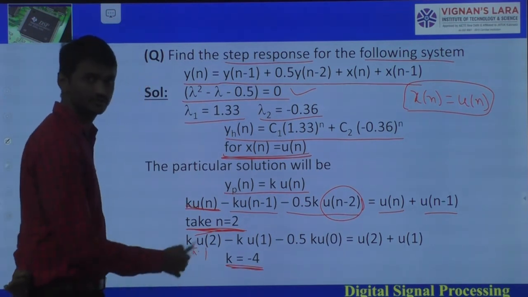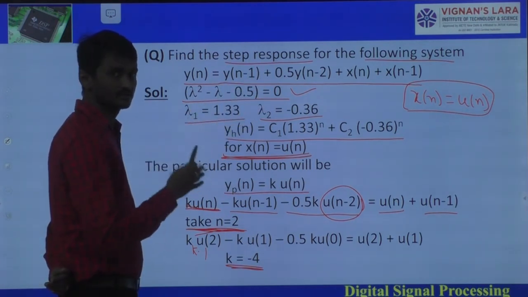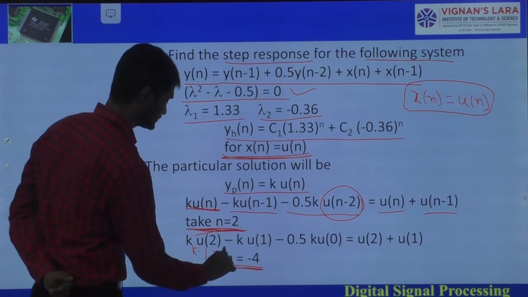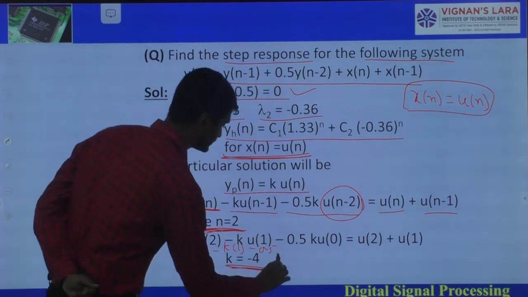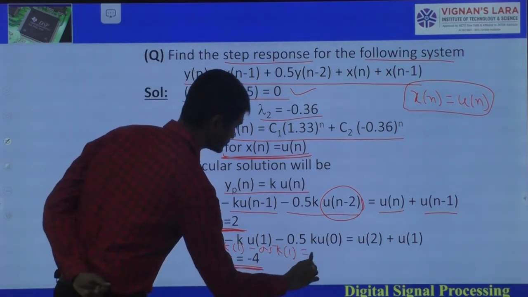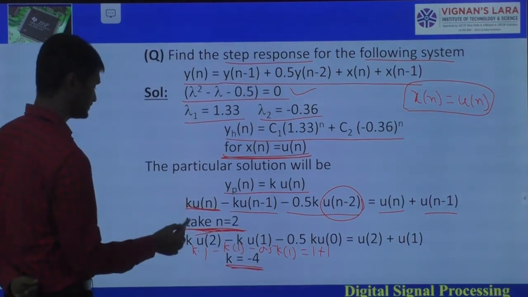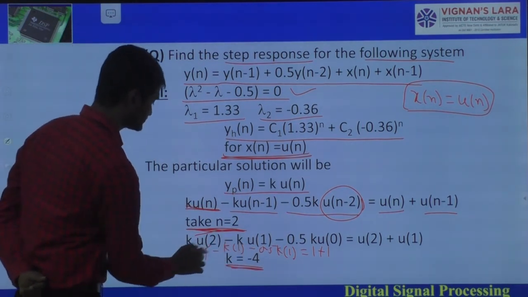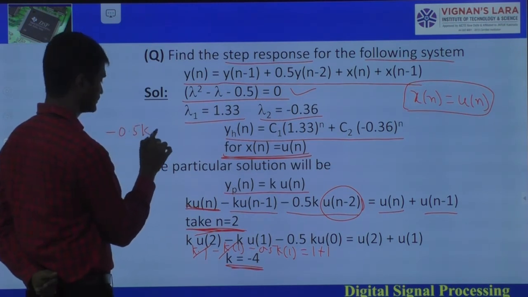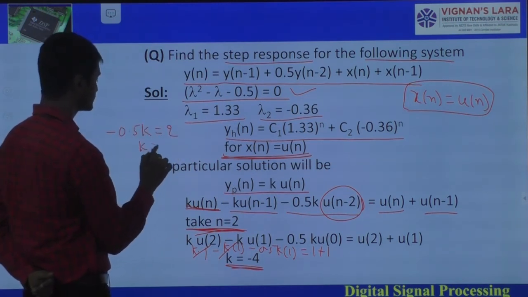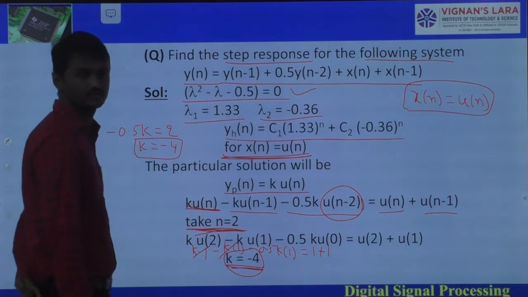Here, u[0], u[1], u[2], all the way up to infinity, are 1 only. So k into 1 minus k into 1 minus 0.5 k into 1 equals u[2], which is 1, plus u[1], which is also 1. So this cancels. Next, minus 0.5 k equals 2, so from that, k is equal to minus 4.